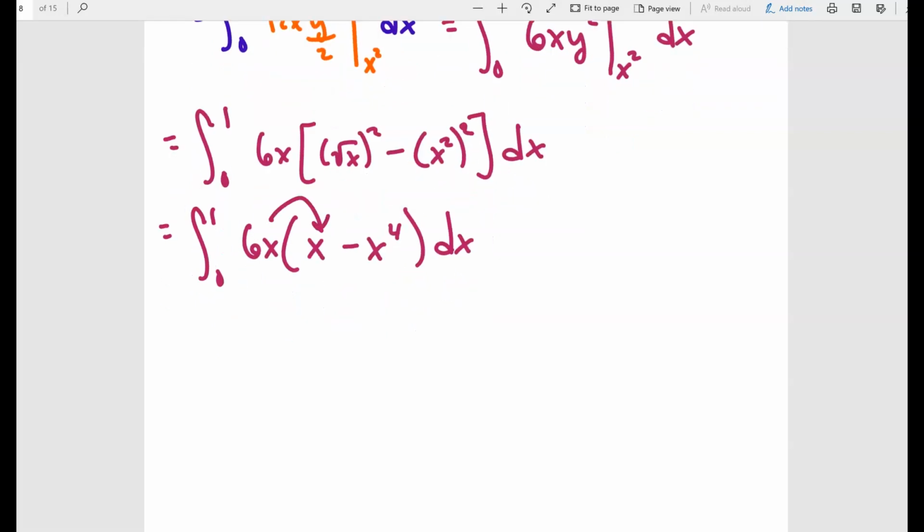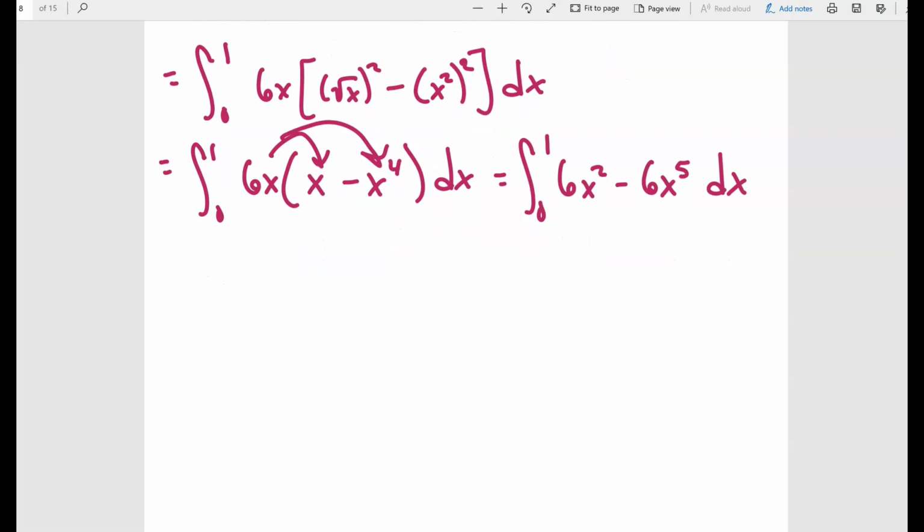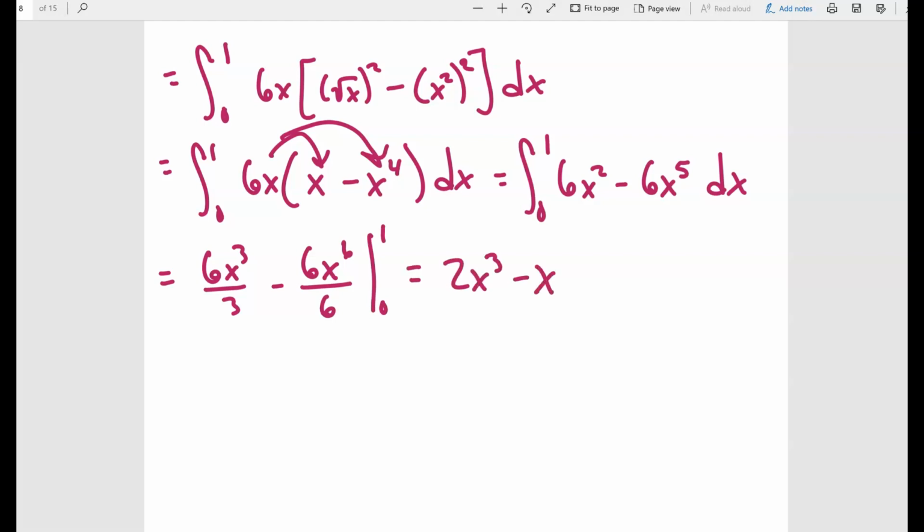Now let me distribute this out. So I'm going to have the integral from 0 to 1 of 6x squared minus 6x to the 5th power dx. And now all we've got to do is take the last integral, the antiderivative of this. So I'm going to have 6x cubed over 3 minus 6x to the 6 over 6 from 0 to 1. So this is going to give me 2x cubed minus x to the 6th power from 0 to 1. I literally just have to plug in 1. So I'm going to have 2 times 1 cubed minus 1 to the 6th power. That's just going to give me 1.